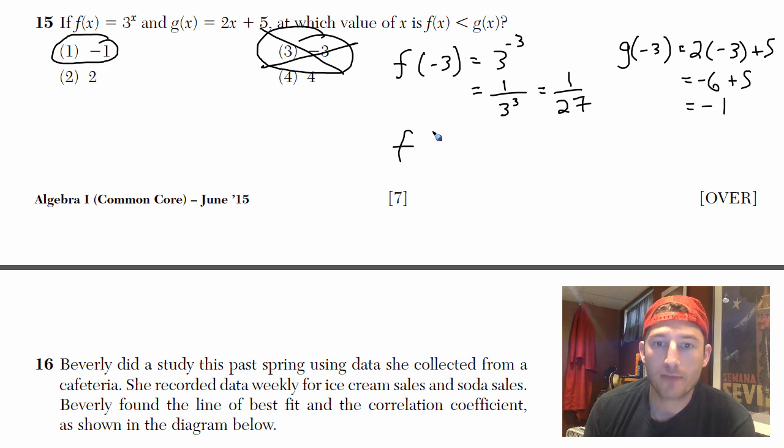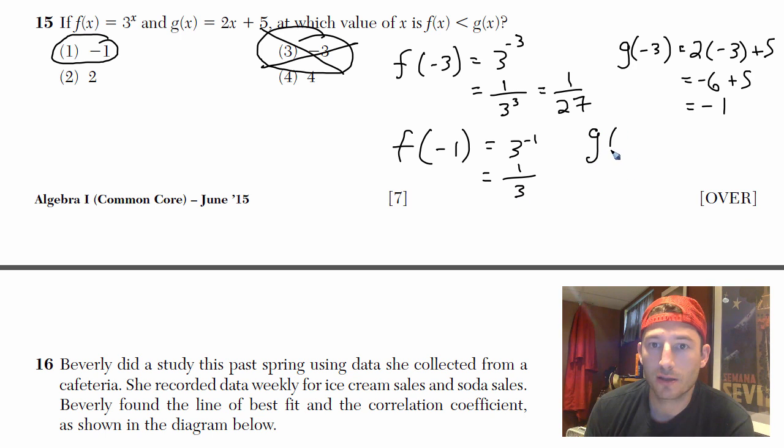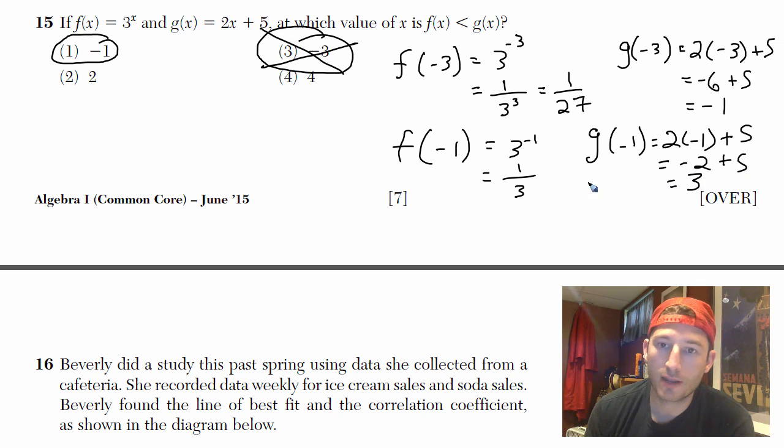1. F of negative 1 is 3 to the negative 1, which is just 1 over 3. G of negative 1 is 2 times negative 1 plus 5, which is negative 2 plus 5, which equals 3. And yes, it turns out 3 is bigger than 1/3, so we got to go with number 1 in this case. So in this example, I just picked answers until I got the right answer.